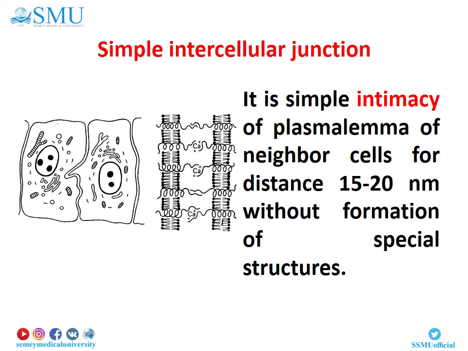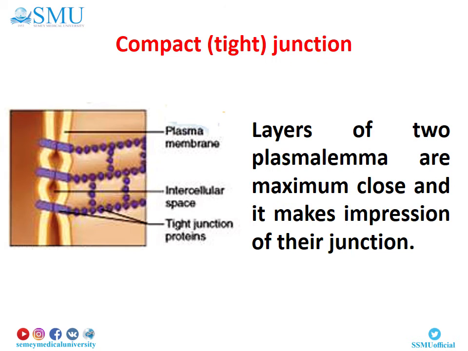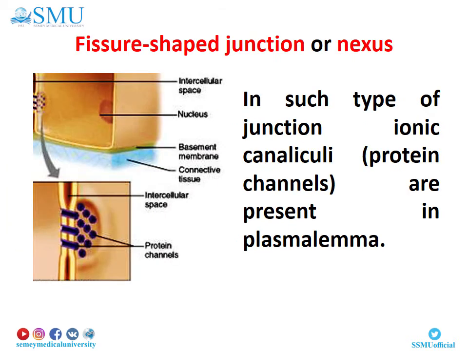Simple intercellular junction. It is simple intimacy of the plasma lemma of neighbor cells at a distance of 15 to 20 nanometers without formation of special structures. Compact junction. Layers of two plasma lemma are maximally close, and it makes the impression of their fusion. Nexus. In such a type of junction, ionic canaliculi are present in the plasma lemma.